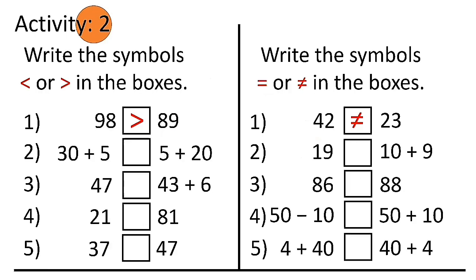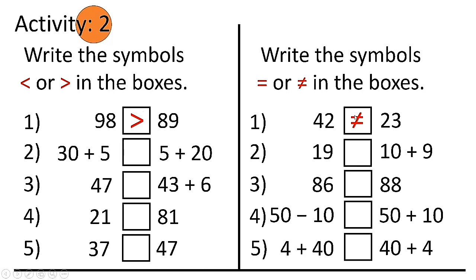Activity 2. Write the symbols less than or greater than in the boxes. Again, write the symbols less than or greater than in the boxes. Okay, number 1, I put an example already. Since 98 is greater than 89, that's why I put this sign. That means greater than. 98 is greater than 89. Okay, so you have to answer from 2 down to 5.